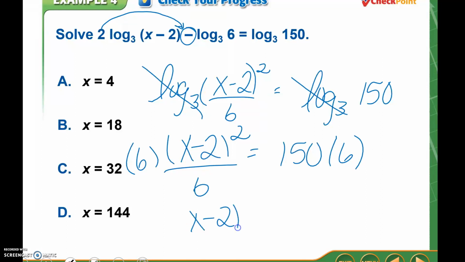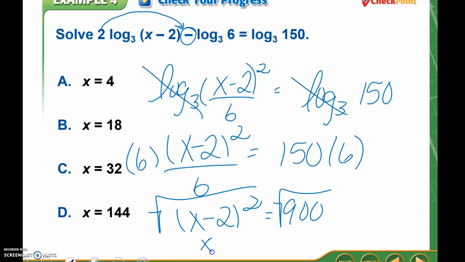(x minus 2) squared equals 900. Get rid of that squared by square rooting both sides. So x minus 2 equals 30. And then add 2. x equals 32.